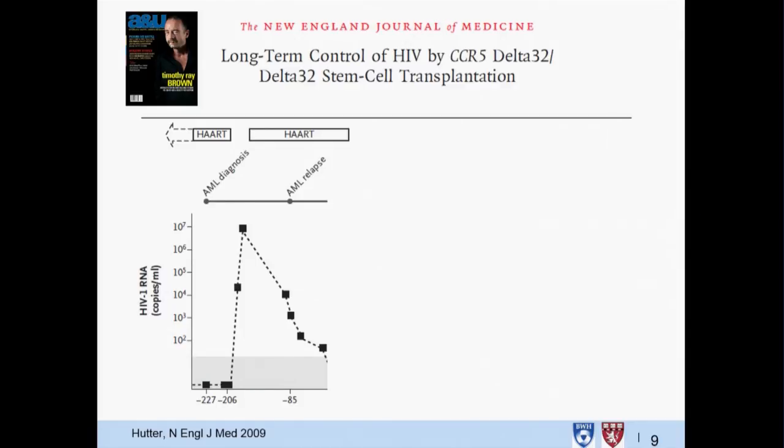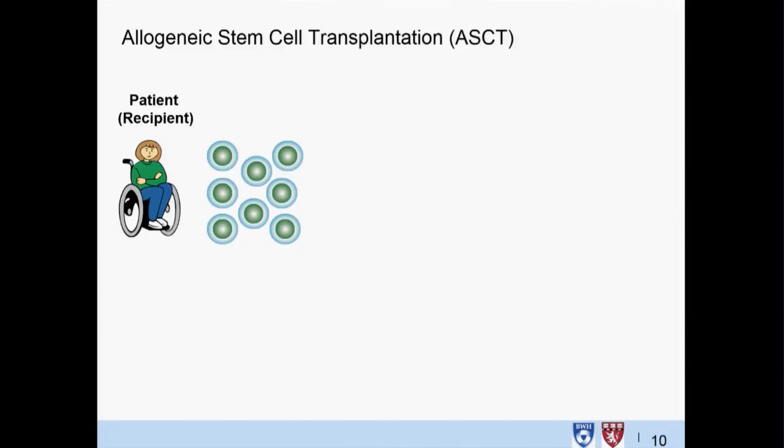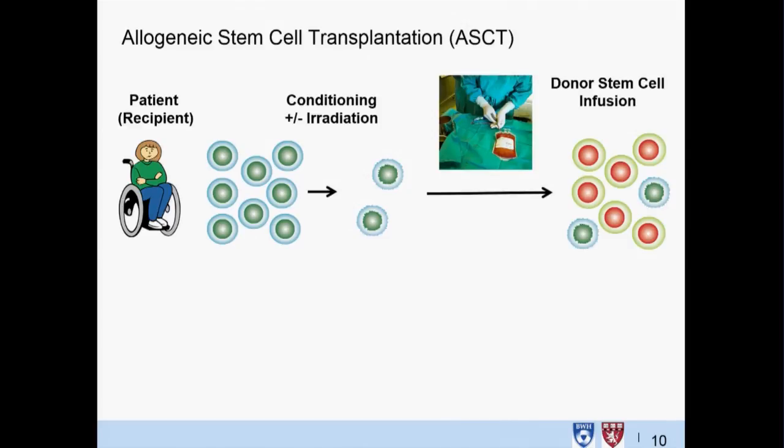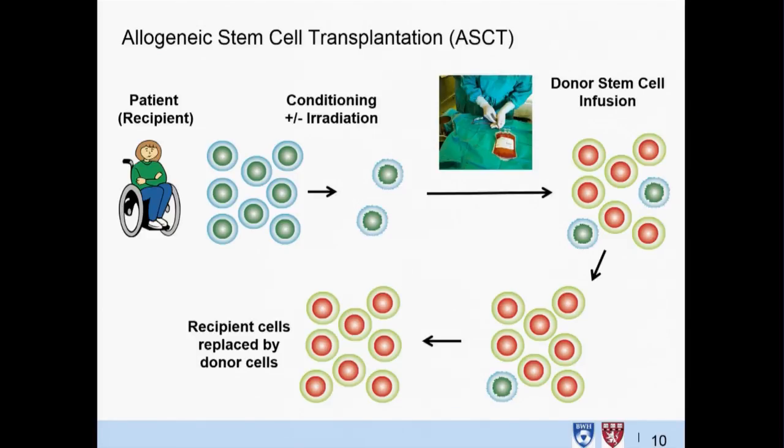So during a stem cell transplant, what happens is that the cells from the patient or the recipient, first of all, are killed during conditioning chemotherapy as well as irradiation. And then these patients receive donor stem cells from someone who is healthy, which over time will replace the cells from the patient or the recipient, such that their cells are now completely replaced by the donor cells. And in this case, as Raj mentioned, the donor cells were missing the CCR5 co-receptor, such that these donor cells were actually inherently resistant to HIV infection.